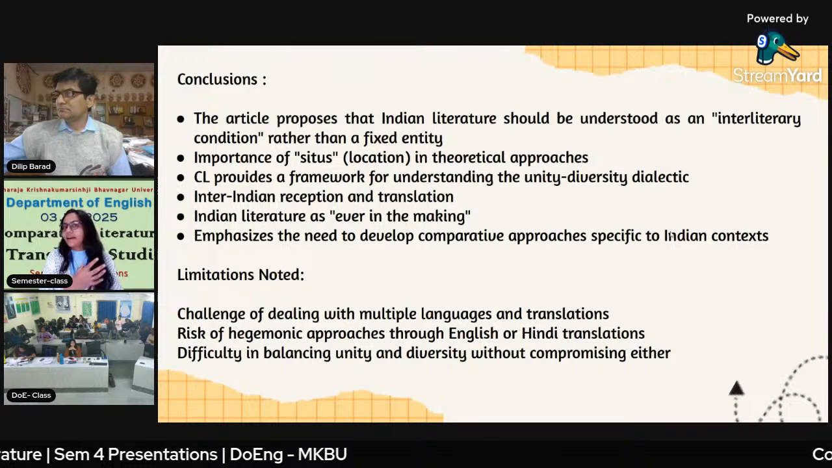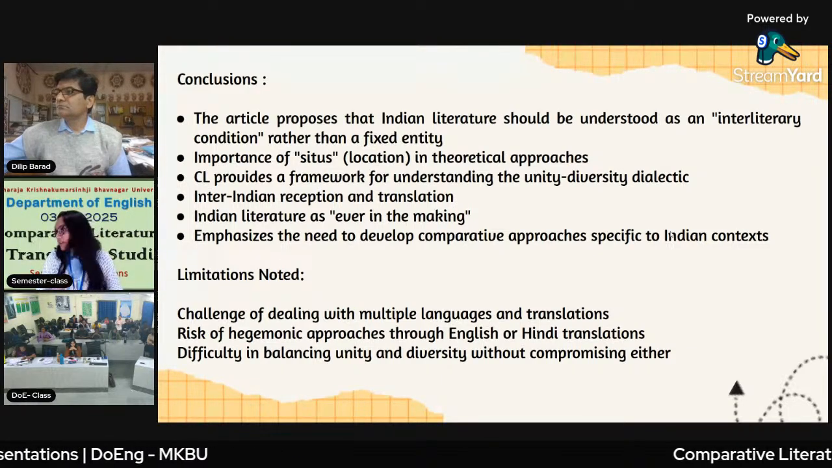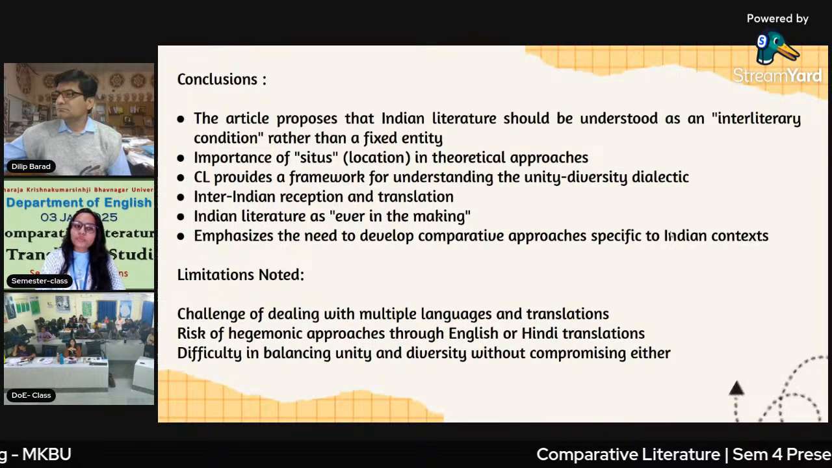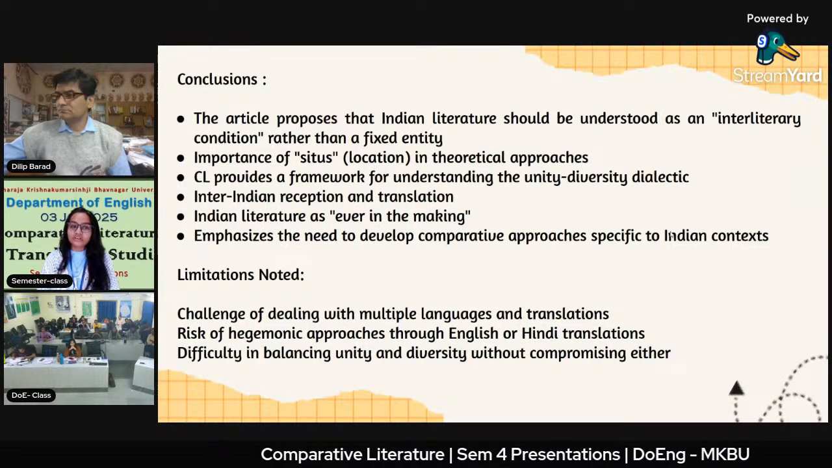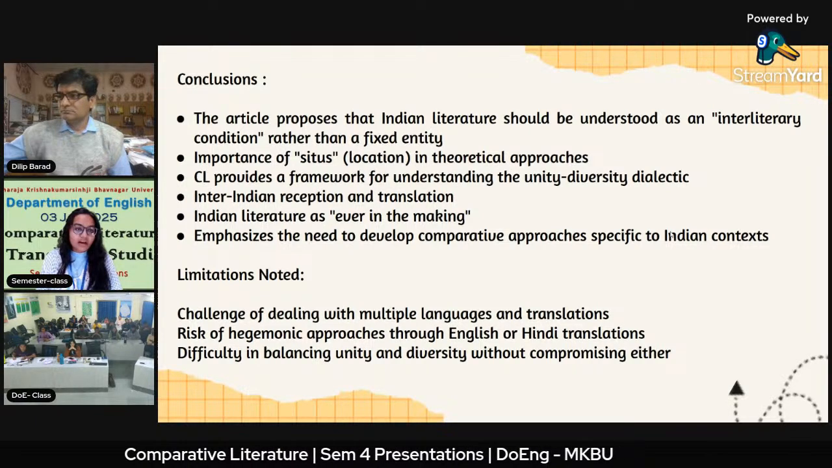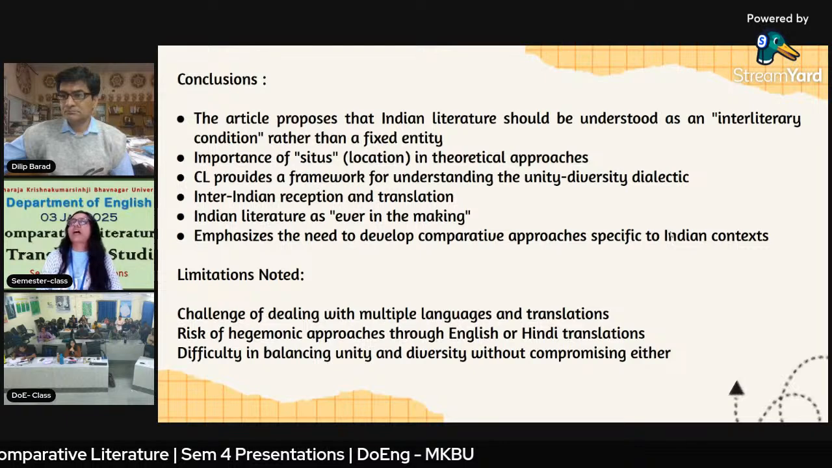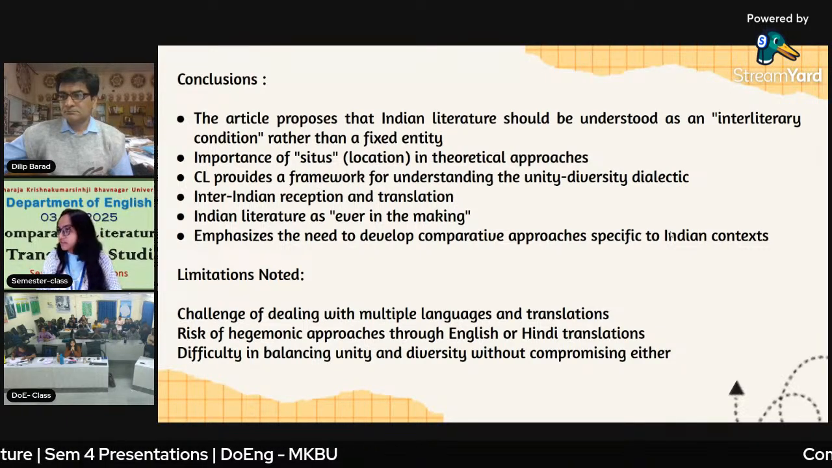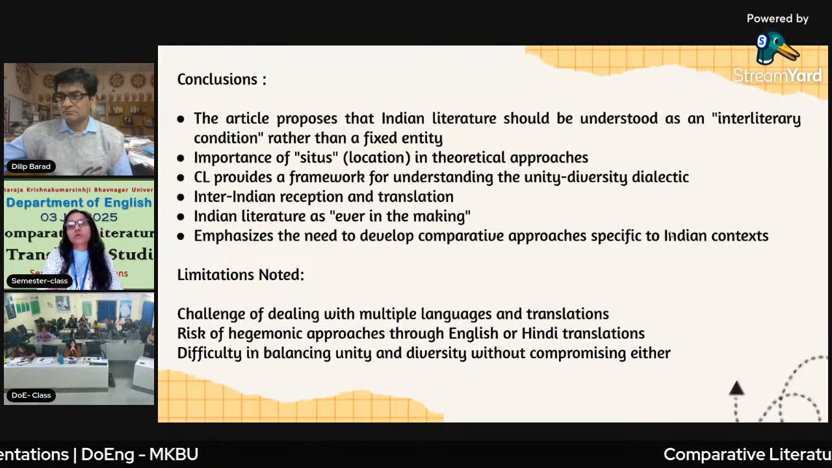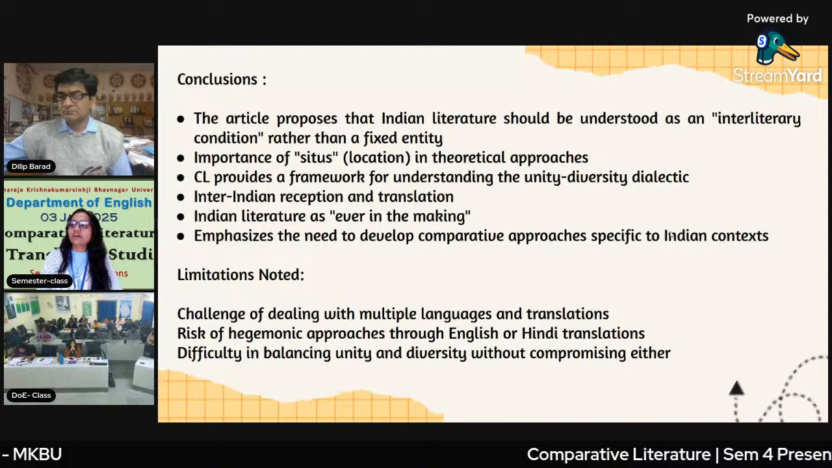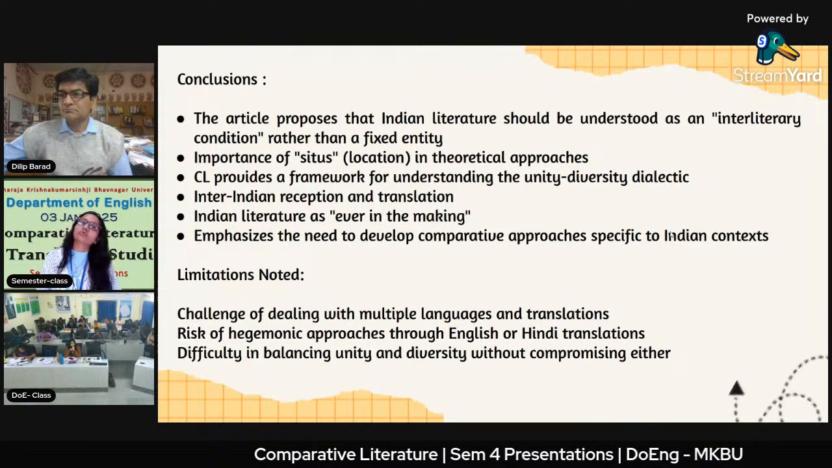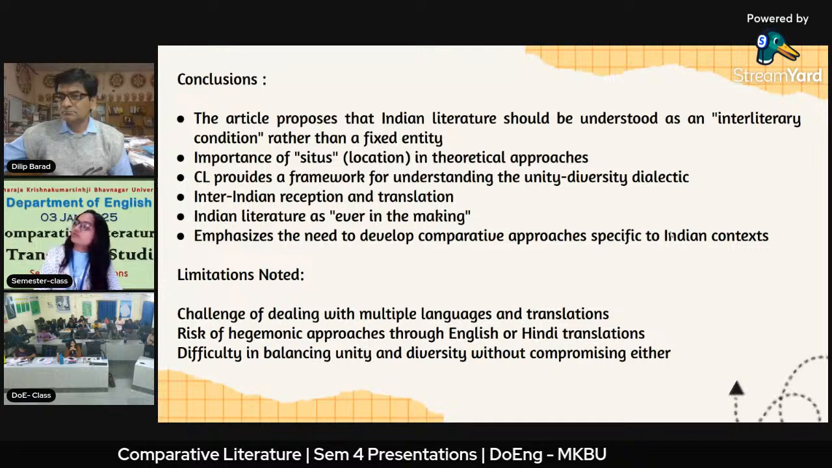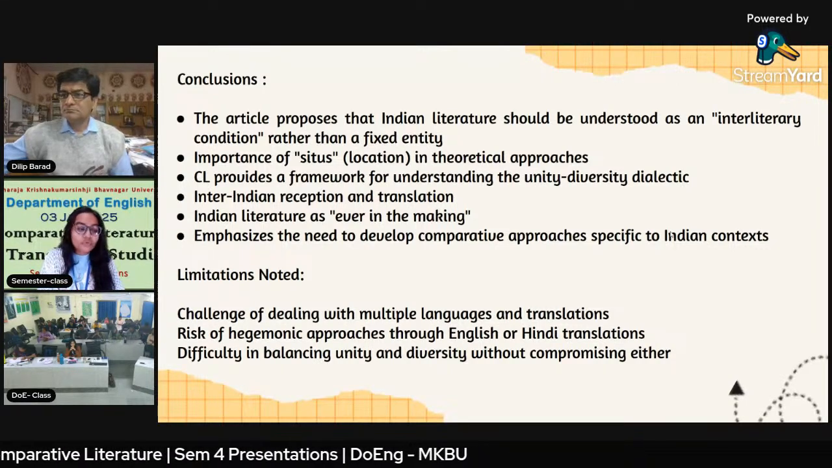So, to tie everything together, the key finding of the article is that Indian literature should be understood as an interliterary condition rather than a fixed entity. This article also emphasized the importance of the situs as being in colonial identity and present in different languages. The situs is important in doing a theoretical study of this comparative literature.